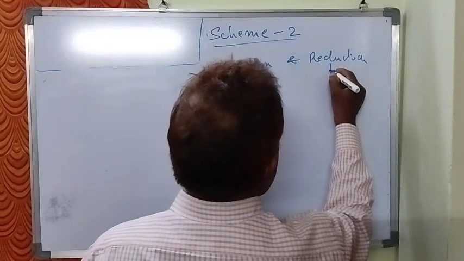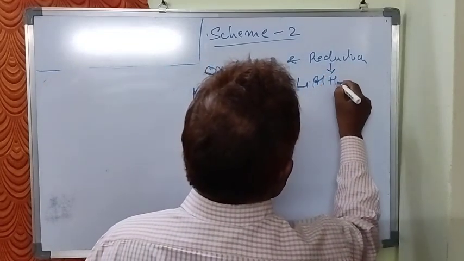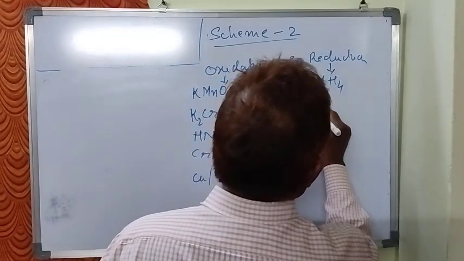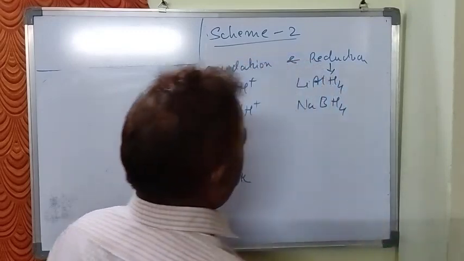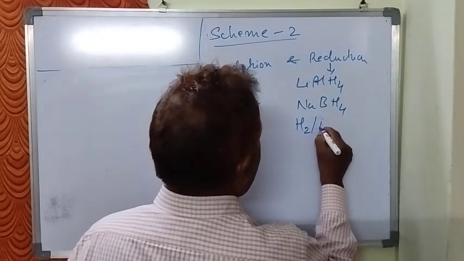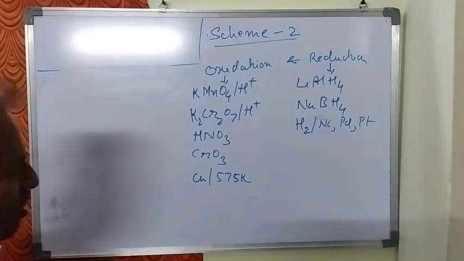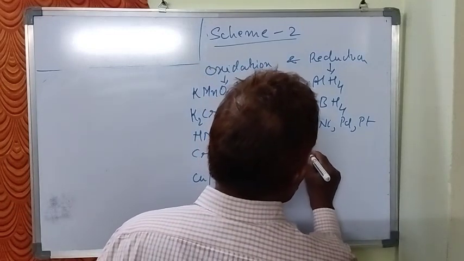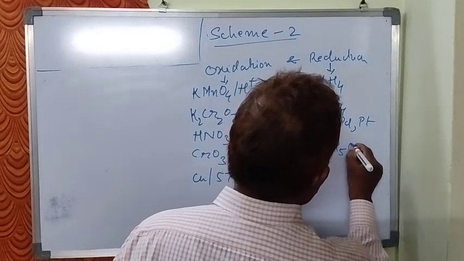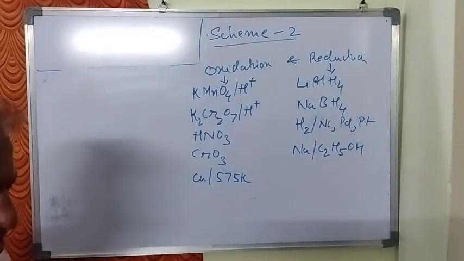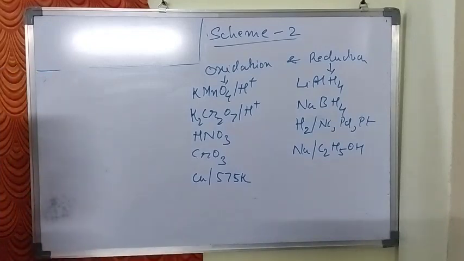On the other hand, reducing agents are lithium aluminum hydride, a very strong and expensive reducing agent, and sodium borohydride, NaBH4. Then hydrogen in the presence of nickel catalyst, palladium and platinum is also reducing. Then sodium in the presence of alcohol, C2H5OH. So all these are reducing agents. Now let us see what a scheme is and how we carry out these reactions.